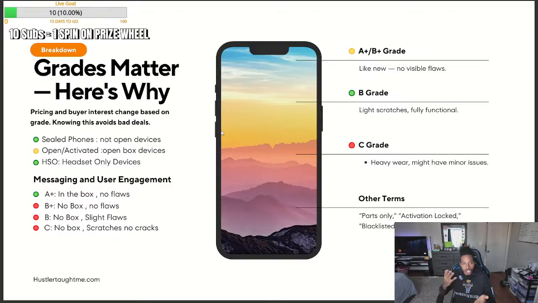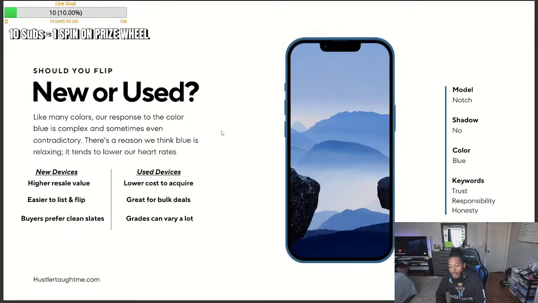Now, how do you know if it's a scratch or a crack? Put your thumb over that little scratch or crack, and if it goes in, that is going to be a crack, okay? Now, A+/B+ grade, like no visible flaws. B grade, like scratches, but fully functional. C grade, heavy wear, might have minor issues, but no cracks. And then the D is going to be where, like I said, you got some cracks. And then you have other terms on there, which are going to be like parts only and activate, unlocked, or activated, locked, and blacklisted. So those are going to be the grades. Very important for you to know.